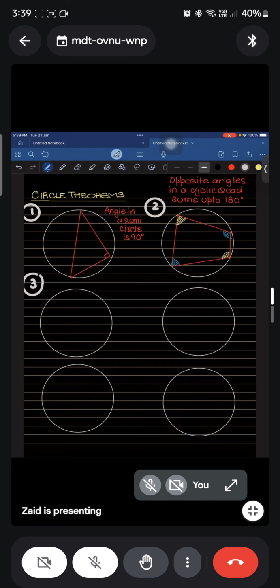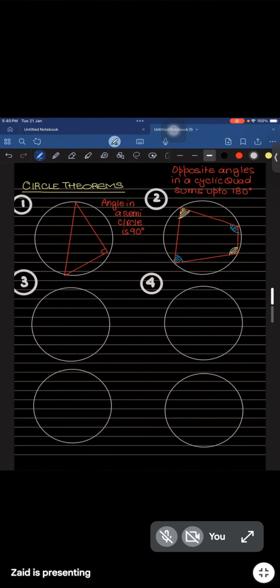A shape with four sides and its opposite angles add up to 180. Yeah, but what's a cyclic quadrilateral? It's not a simple quadrilateral. Any four-sided figure is a quadrilateral. But why is it called a cyclic quadrilateral? Because the shape is not like, I don't know. Ziad, can you try?